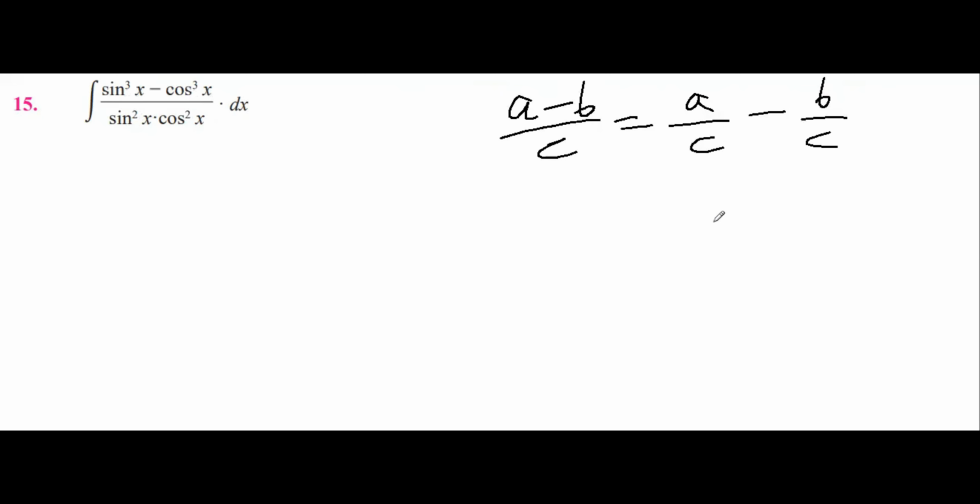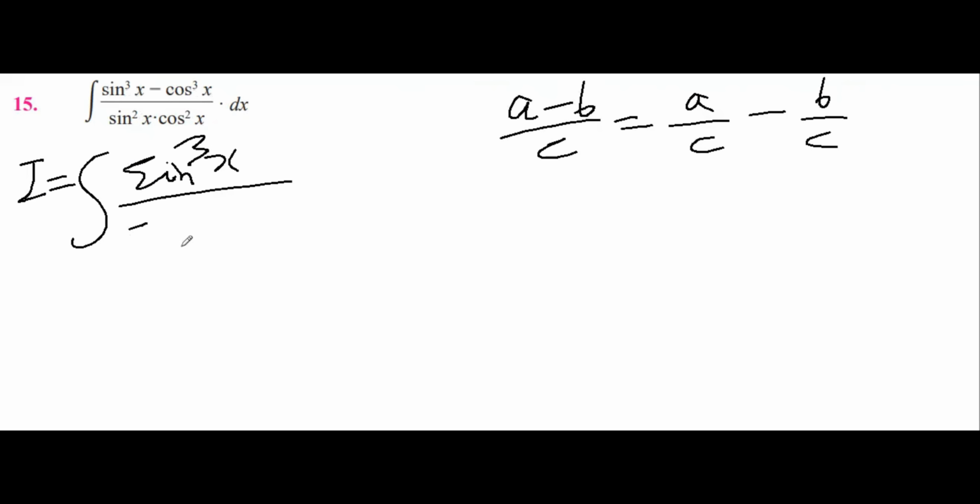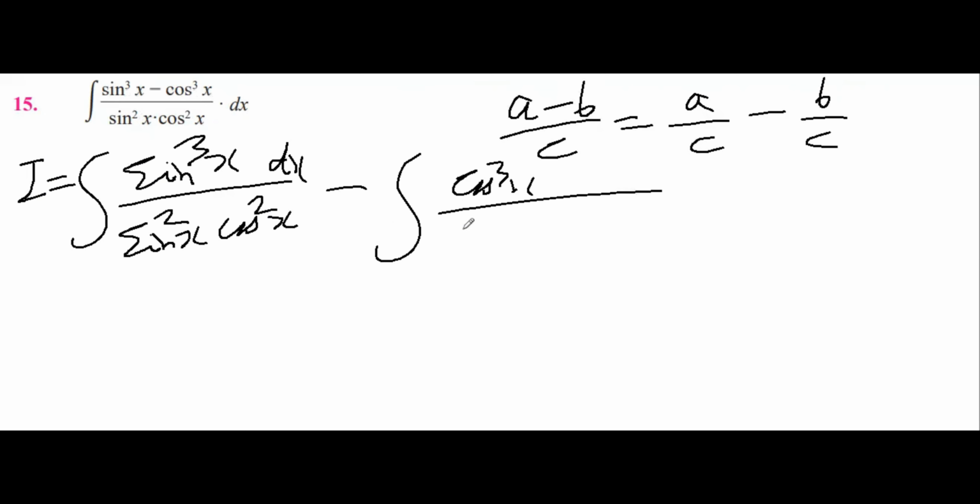What would be that approach? We can do one thing. You separate this, like a minus b divided by c, you can write a by c minus b by c. So let's do that. I is equal to the integration of sin cube x divided by sin square x cos square x dx, then minus the integration of cos cube x upon sin square x cos square x dx.